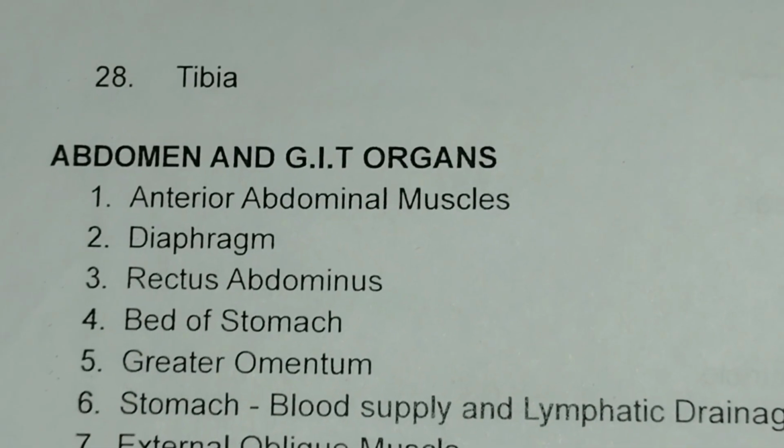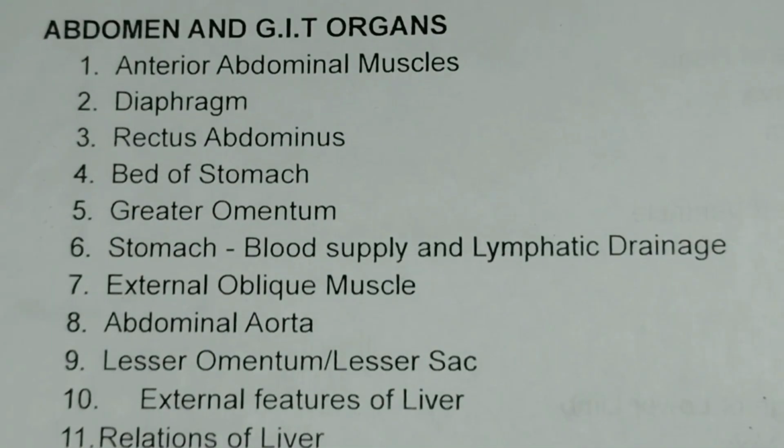Now let's start with the abdomen. The first topic is anterior abdominal muscles. The second one, diaphragm. Third one, rectus abdominis. Fourth one, bed of stomach. Fifth one, greater omentum. Sixth one, stomach, in which you have to include about blood supply and lymphatic drainage of stomach. Seventh one, external oblique muscles. Eighth one, abdominal aorta. Ninth one, lesser omentum or lesser sac.